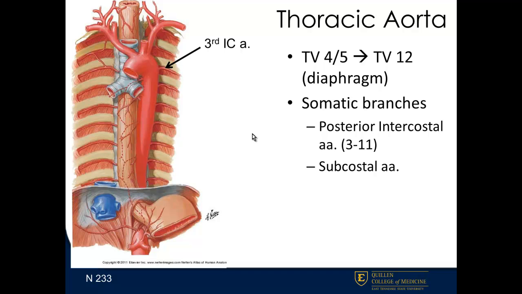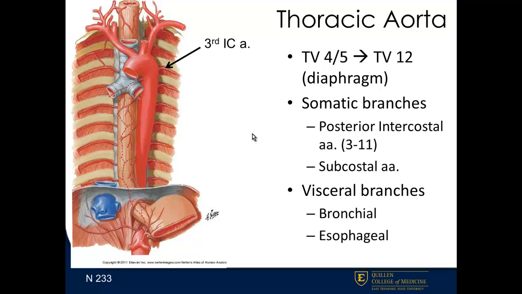and vein. Now, it's also going to be traveling within the third intercostal space, because remember, the intercostal space is named for the superior numbered rib. The 12th is called the subcostal artery because it's under the 12th rib. It's no longer going to be between ribs, and that's going to be inferior to the diaphragm.